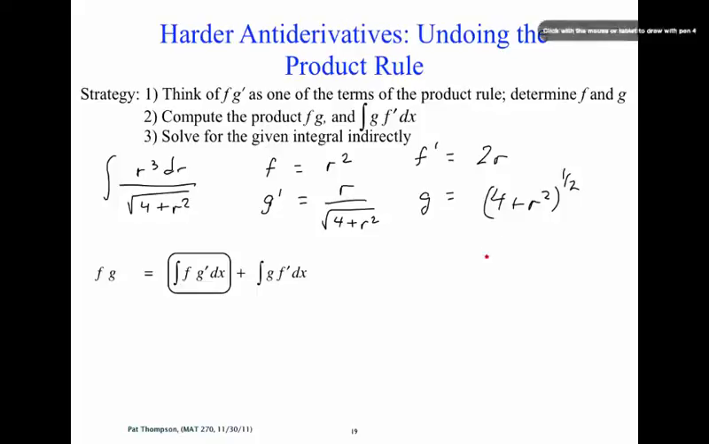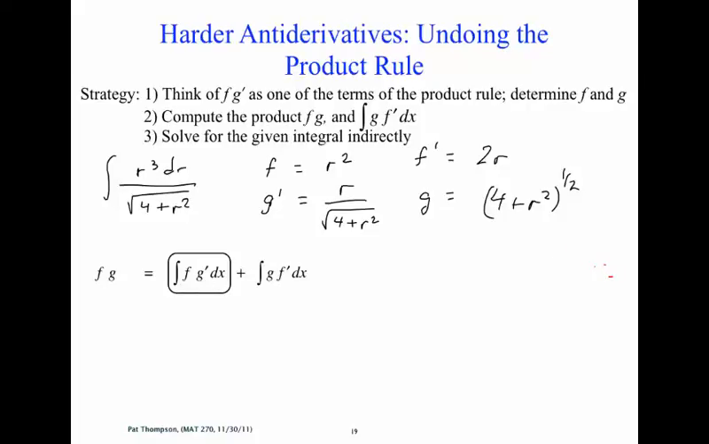I'll check it in red. So if we check, we get 1/2 times 4 plus r squared to the negative 1/2 times 2r. Is it exactly that? Yeah, the 1/2 from the exponent cancels with the 2 from the r squared derivative. And we got it. So that was our check of our first attempt, and our first attempt was good.